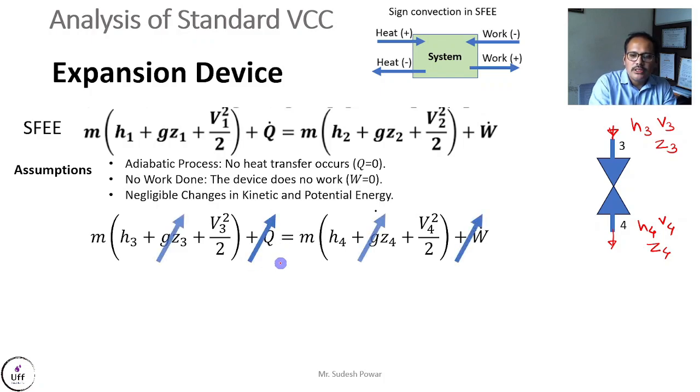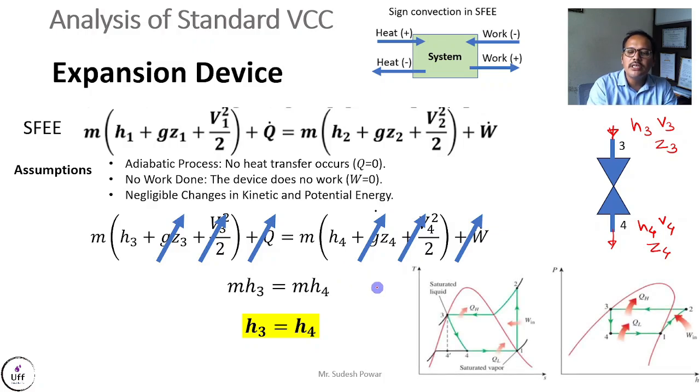Then I will omit the terms as per our assumptions. Then the thing that remains on left hand side is m into H3, and on the right hand side it is m into H4. So that means H3 is equal to H4. So if I see this diagram on TS diagram and PH plot, then it will look like this arrow color.